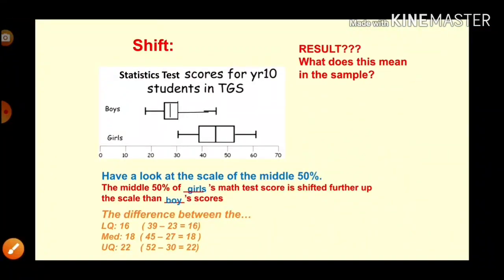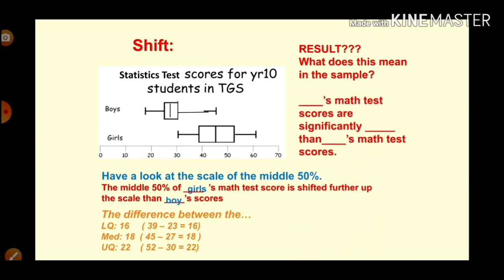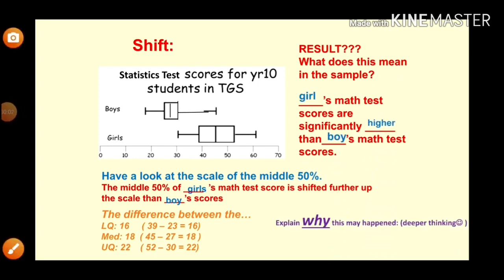And what does this mean? Explain what it means. Obviously, girls' math scores are better than boys'. That's what I need you to say. If you want to show some insight, you need to explain why this might happen. Just think of any reason to back up the statements that you made.